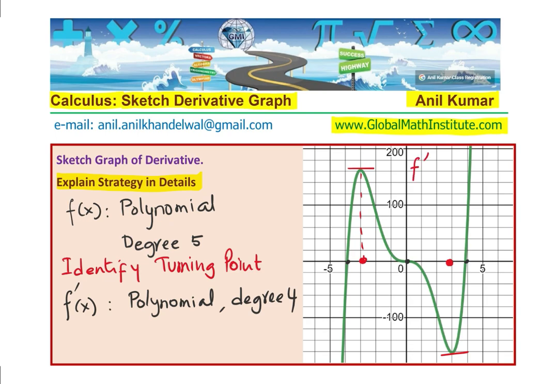So we're trying to sketch the graph of the derivative. Do you see that? That is one thing very clear. You also notice that these turning points we have identified in the function are zeros of the derivative. Is that okay?